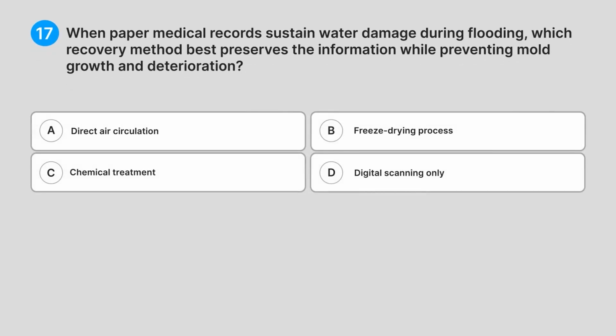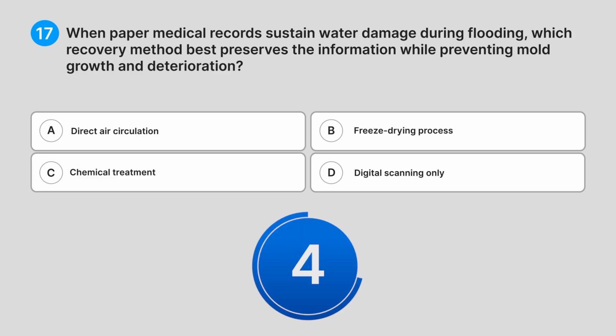17. When paper medical records sustain water damage during flooding, which recovery method best preserves the information while preventing mold growth and deterioration? A. Direct air circulation. B. Freeze-drying process. C. Chemical treatment. D. Digital scanning only. Can you guess the answer?